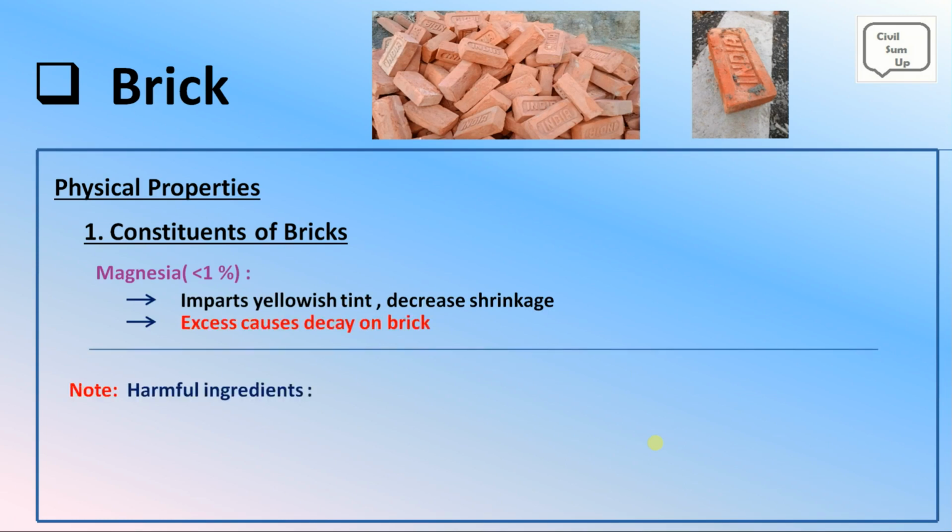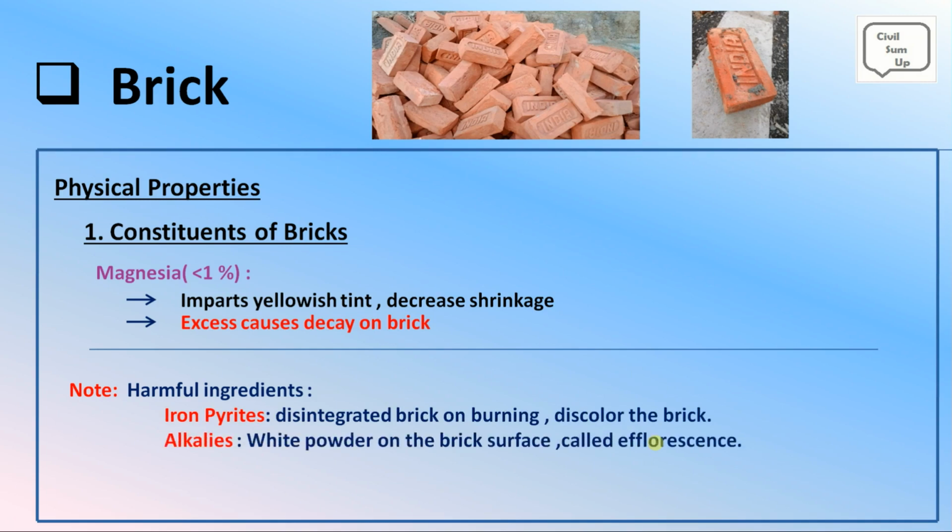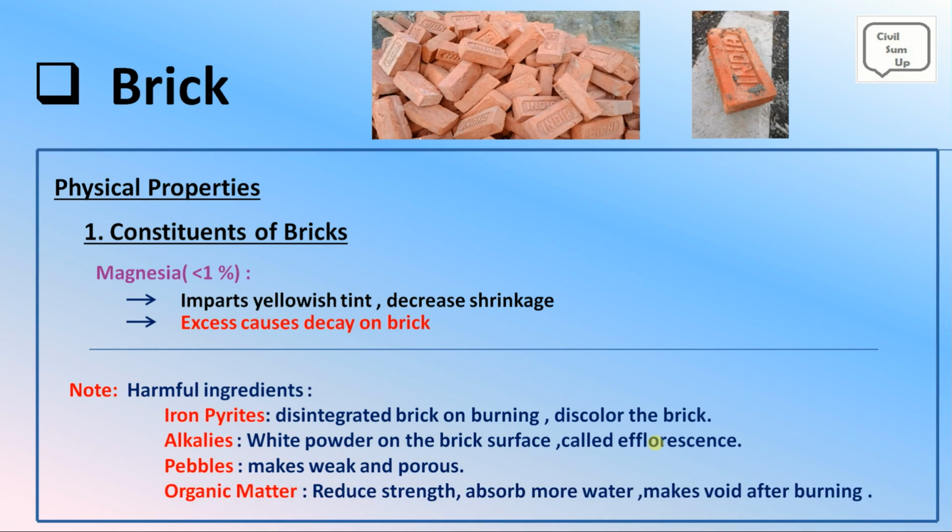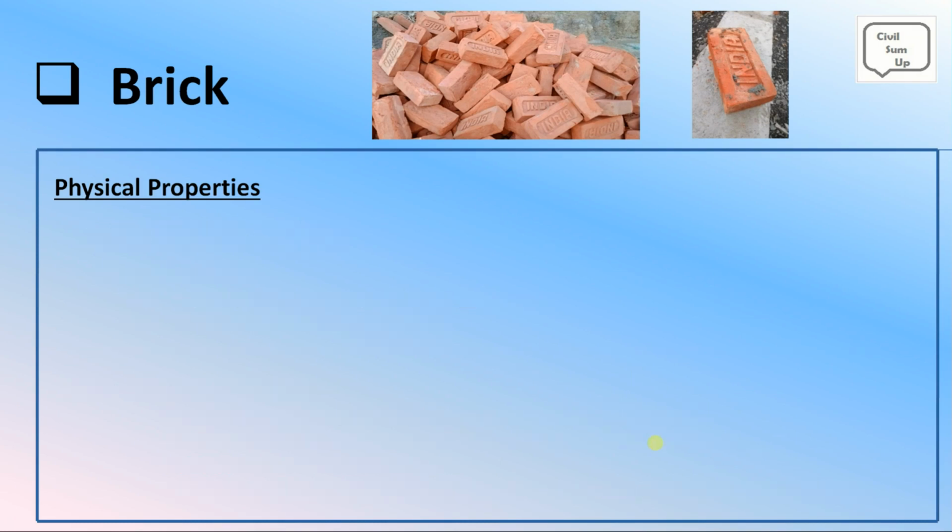Apart from this, there are 4 harmful ingredients also. First one is iron pyrites. Iron pyrites disintegrate bricks on burning and discolor the brick. Second one is alkalis, which cause white patches on the surface of the brick, called efflorescence. So the efflorescence is caused due to the alkalis. Third one is pebbles, which make the brick weak and porous. And fourth one is organic matter, that reduces strength, absorbs more water and makes the brick void after burning.